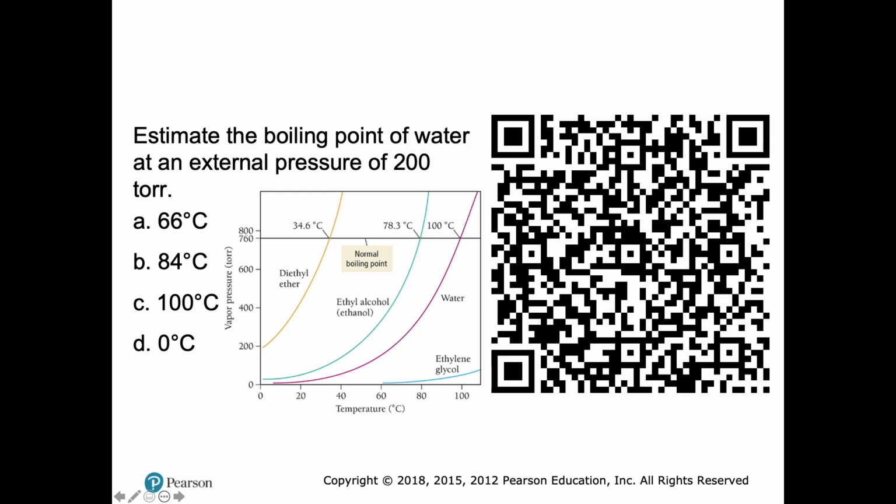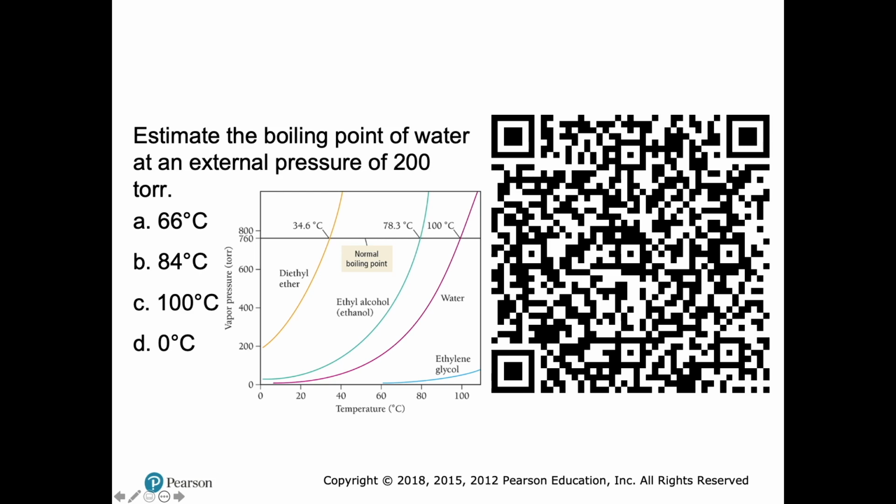All right, so most of you said A, and 2 of you said C. Yes, the correct answer is in fact A, right? Because, let me switch over back here. When you have 200 right there, and you go over to the line for the vapor pressure of water, it's around 66 degrees.